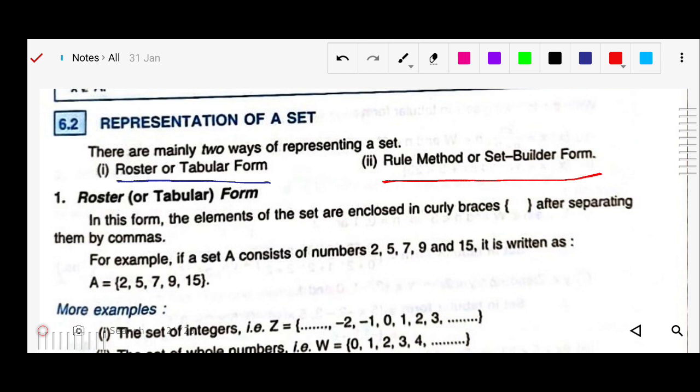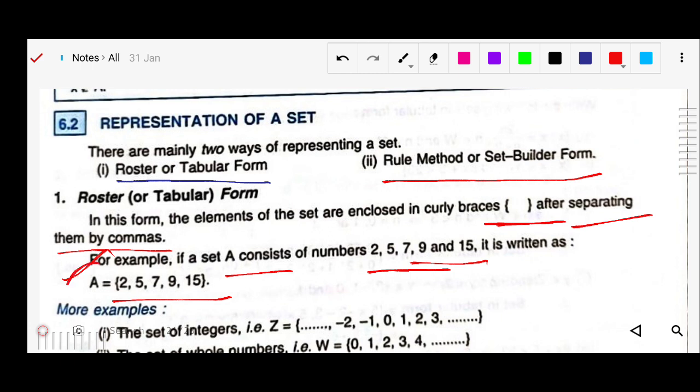In this form, the elements of the set are enclosed by curly braces, which you have to keep in mind, and separated by commas. For example, A consists of the numbers 2, 5, 7, 9 and 15. So how do we write it? A equals curly braces, 2, 5, 7, 9, 15. Like this we can write the set.